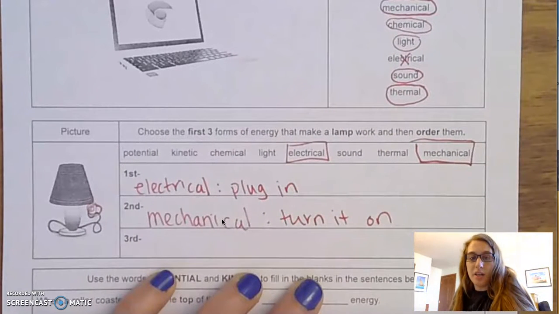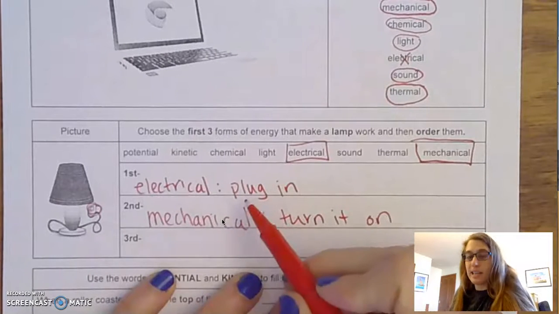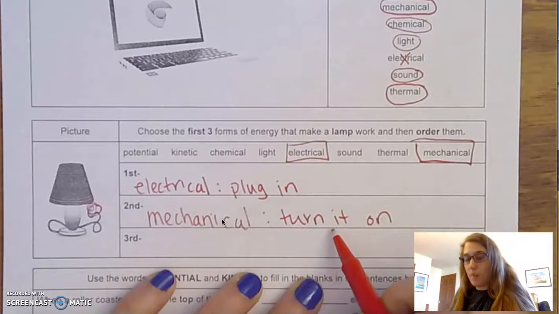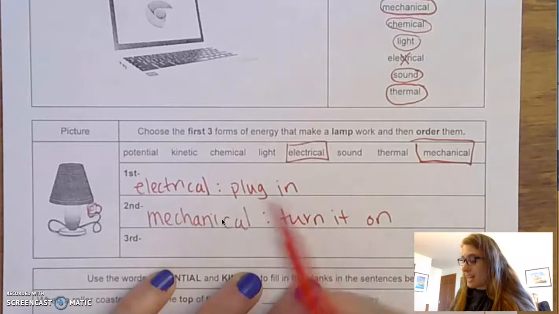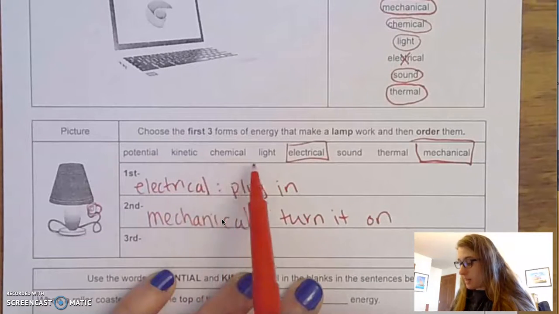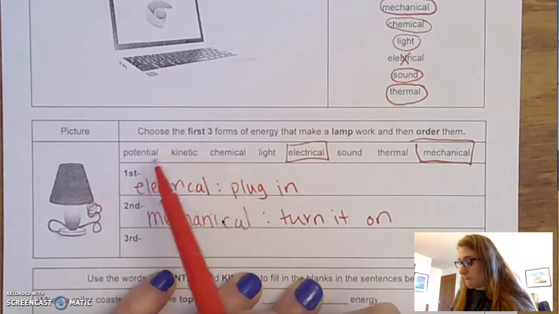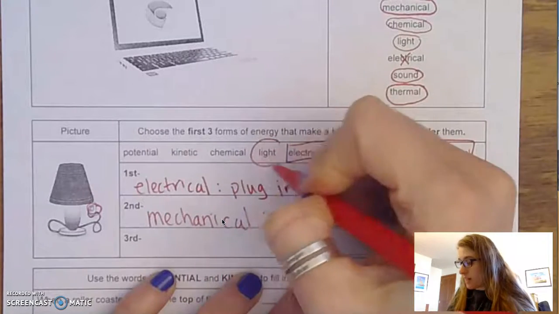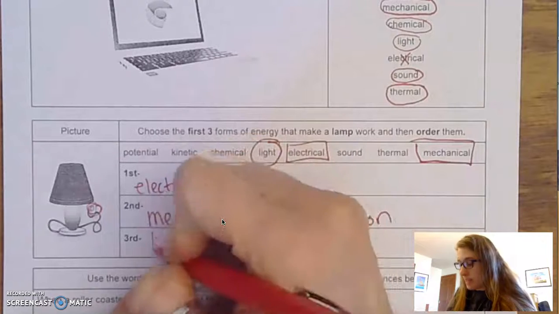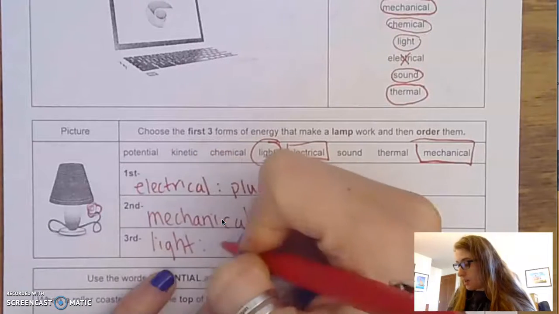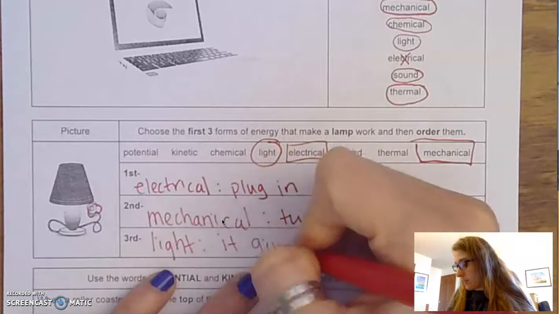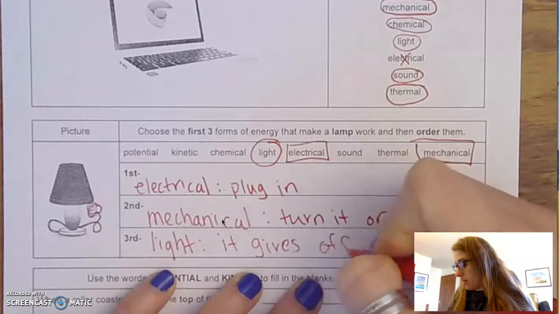Then we need the third one for a lamp. So I have it plugged in, it's getting electricity, I've turned the button, the switch, whatever it is that makes that lamp turn on. And now what happens because it is a lamp? And hopefully you thought to yourself, the point of the lamp is light energy because it gives off light.